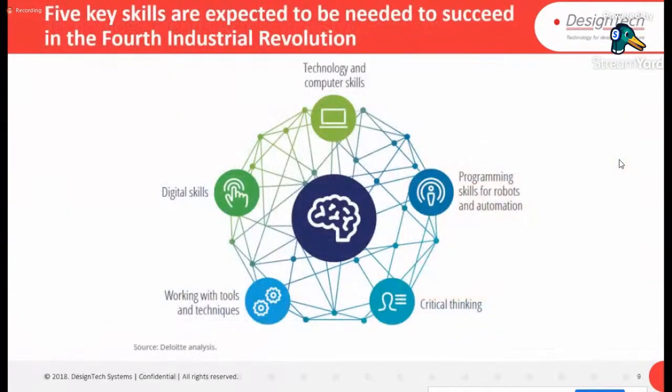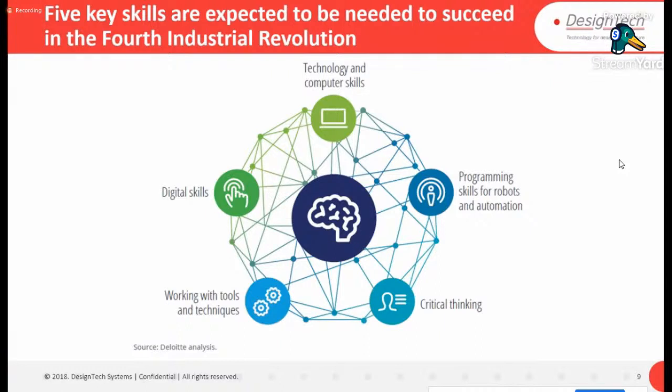Now, having spoken about what the industry trends are and what the emerging technologies are, let us also look, as a student, at what skills you would need when you are going to pass out and get into the industry. At that point of time, the kind of skills you would require is a lot of digital skills, a lot of technology and computer skills, programming skills, not only for robots but also for automation, critical thinking, and working with tools and techniques.